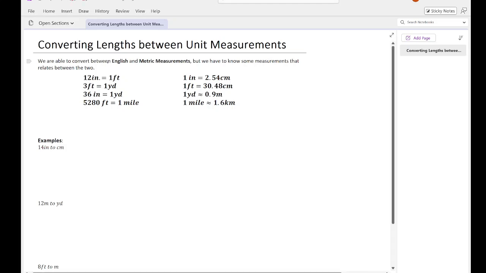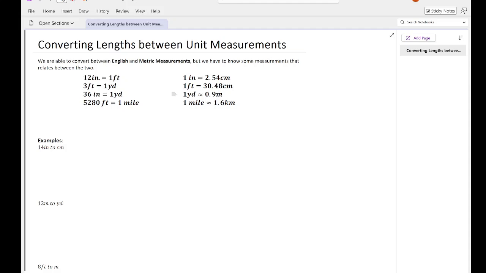We are able to convert between English and metric measurements, but we have to know some measurements that relate between the two. So here are some measurements we've had before that just relate between itself, and now we have some that can relate between each other. It doesn't mean you're always going to use them, but you need to know them to make life a little bit easier. So we're going to start off with 14 inches to centimeters.